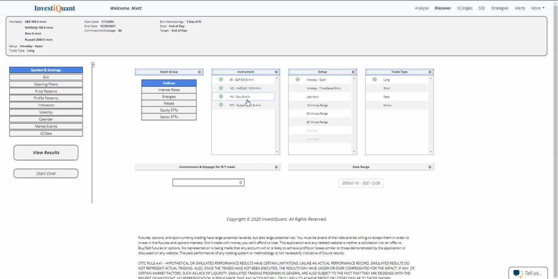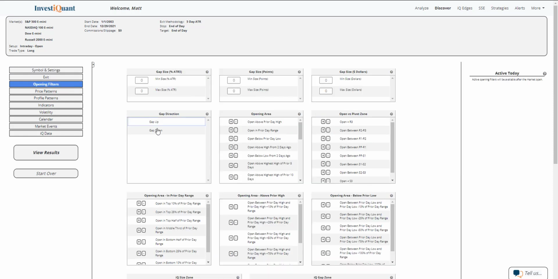I've got all four instruments selected. The trade type is set up as a long at 9:30 a.m. Eastern Time that exits at 4:15 p.m. Eastern Time. Now, currently, we are trading down within the prior day range, so I'm going to add both of those. So I've clicked on Gap Down. I'm also going to click on Open in Prior Day Range. So this needs to open above yesterday's low, but below yesterday's closing price. That's what Gap Down and Prior Day Range would refer to. So I've got both of those selected.